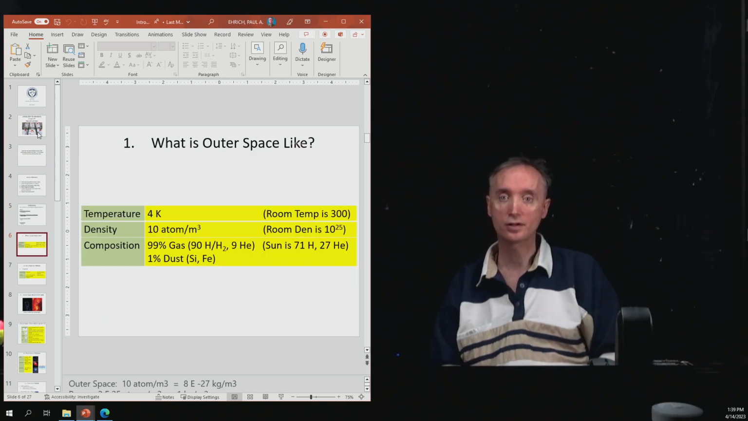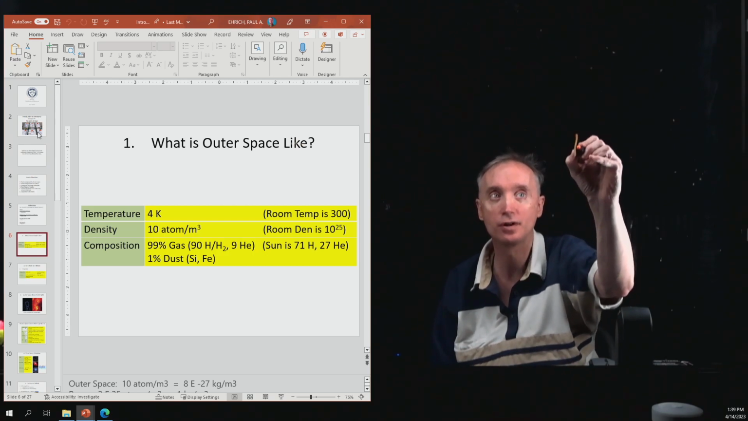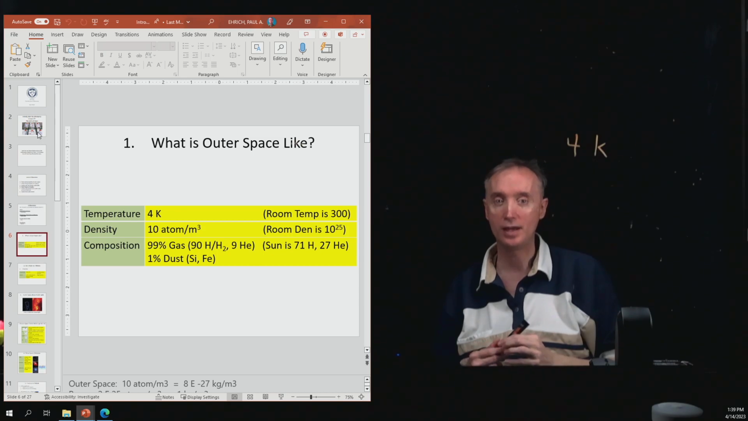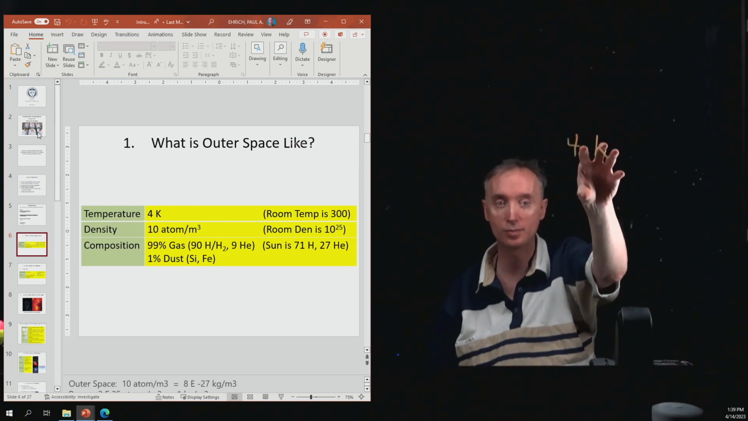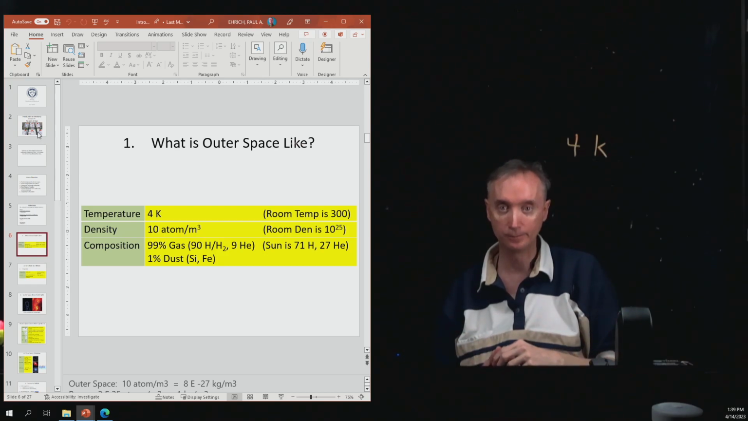And the first thing we talked about was, what is outer space like? What I want you to get from this is it's cold. In outer space, you have a temperature of 4 Kelvin, which is kind of surprising, that there would be any temperature at all when you're so very far away from stars. But there is a certain amount of heat in outer space from starlight, and it's a remnant of the Big Bang, which we'll talk about in unit number 4.